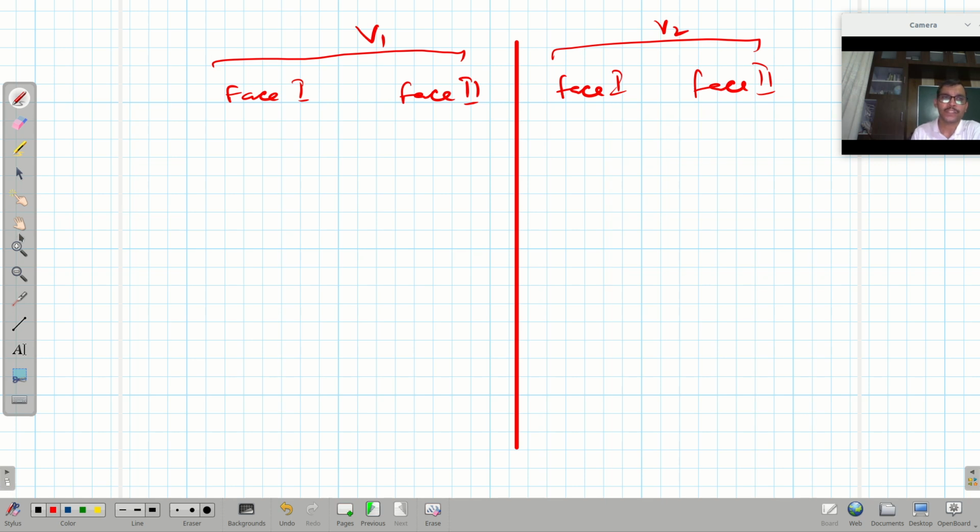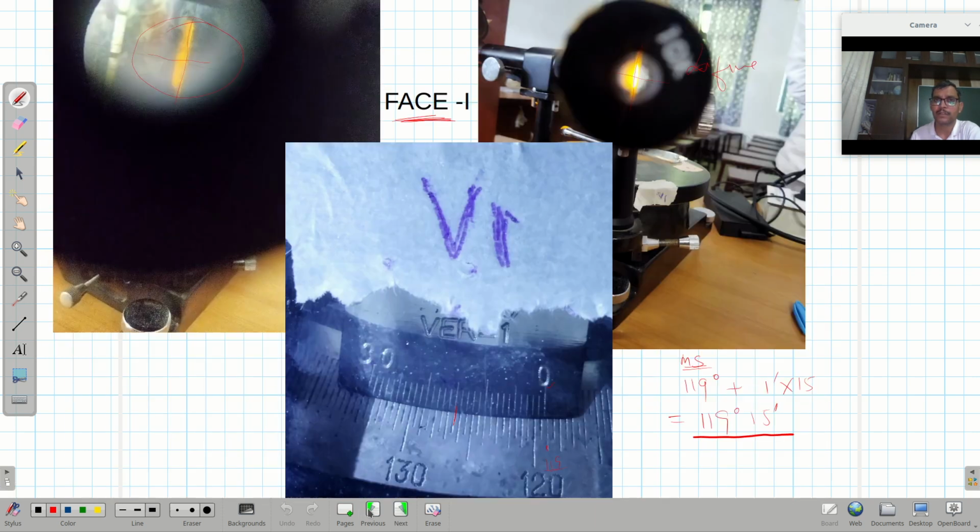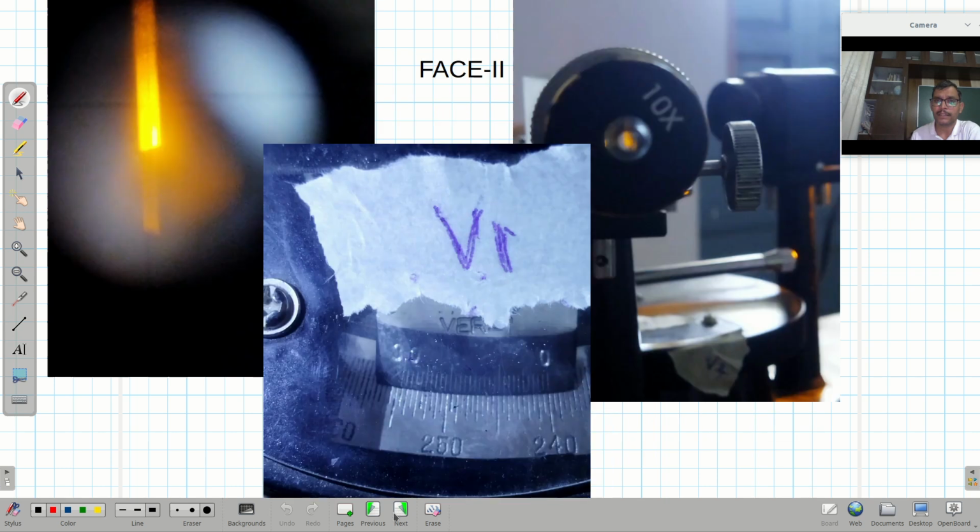So for this, what is the value? The value is 119 degree plus 1 minute into 15th division, which is the most coinciding division. So 119 degree 15 minute is the reading of this one. Now again go back. For phase 1 this is the value, and then for phase 2, what is the value?